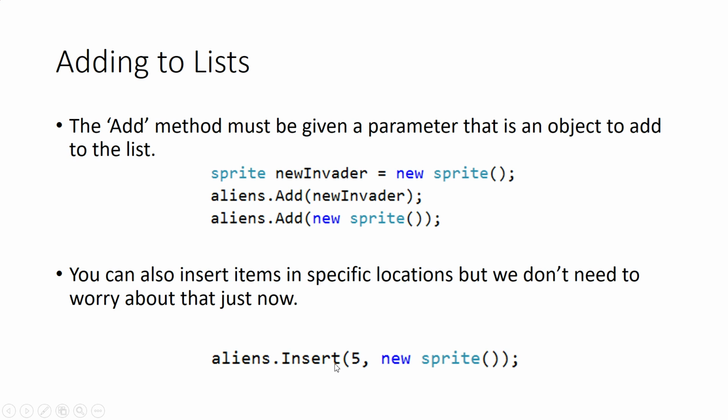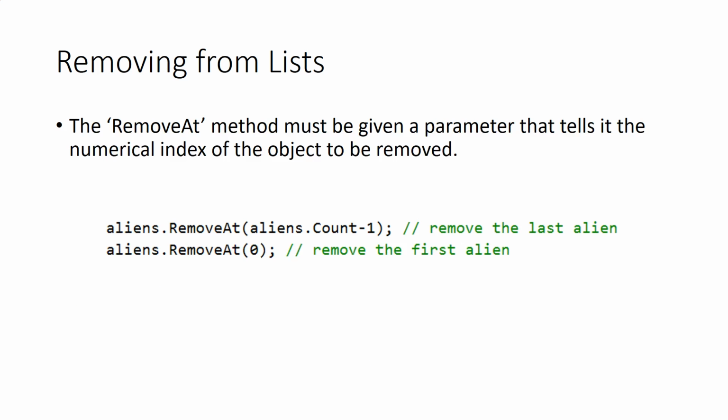You can insert them in specific locations. We don't need to worry about that just now, but just to show you how to do it, instead of doing add, you just say insert a new sprite, or a new invader, or whatever you've got, but tell it where to insert it, and it will push, in this case, 5, 6 and 7 along to become 6, 7 and 8. If you need to put it in a specific location, which isn't always necessary.